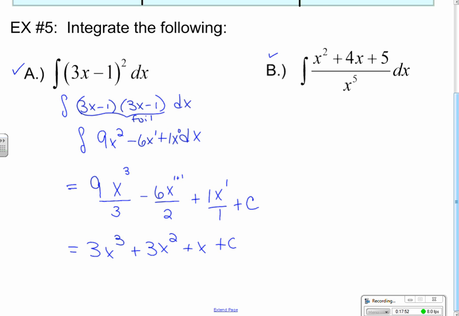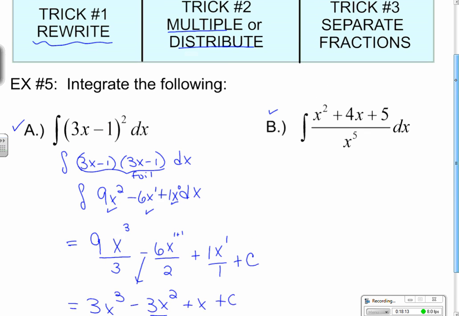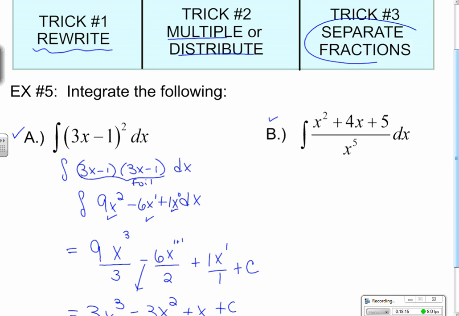If you did a quick derivative on this, I'd get 9x squared. The derivative of this would be the 6x. Oops, I lost my subtraction sign, which comes right from there. And the derivative of x gives me the 1, x to the 0. It all checks out.